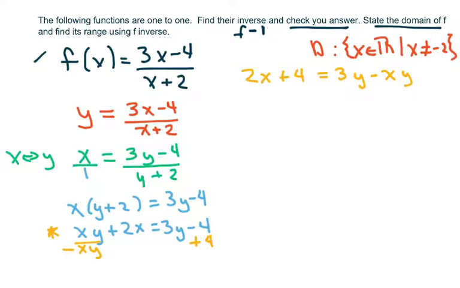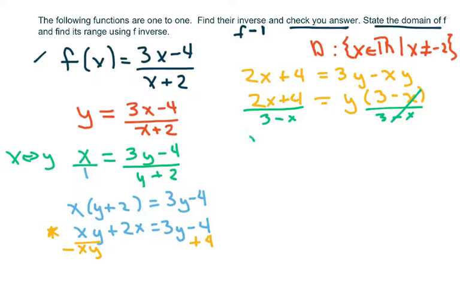And the next step is very easy. On the right side, just factor out a y. And keep the left side the same, and then just divide both sides by 3 minus x. And when you do that, you have your inverse. So basically our inverse function is 2x plus 4 over 3 minus x.